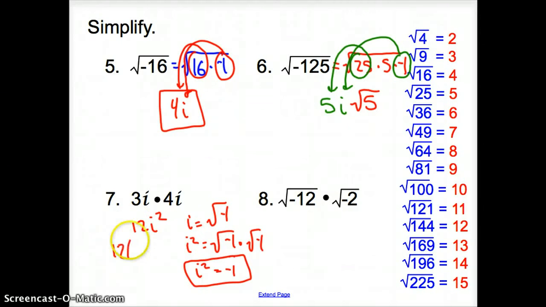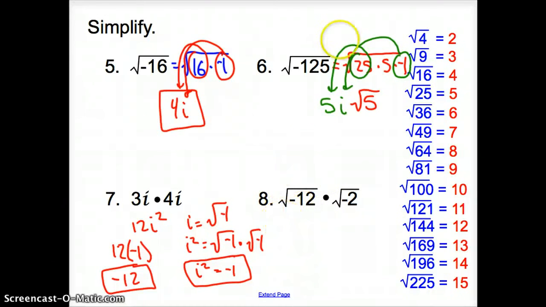Then we have 12, and what does i squared turn into? A -1. 12 times -1 is -12. So number 7 simplifies to -12. Now with number 8, what perfect square number goes into 12?